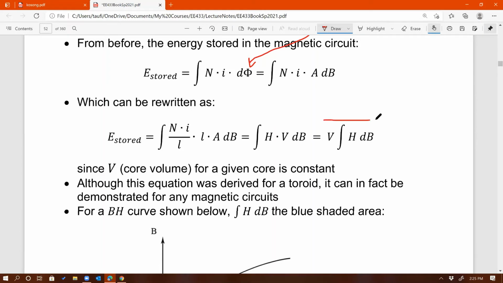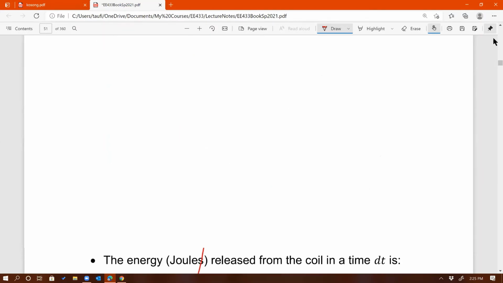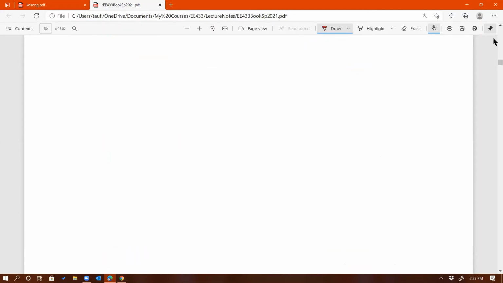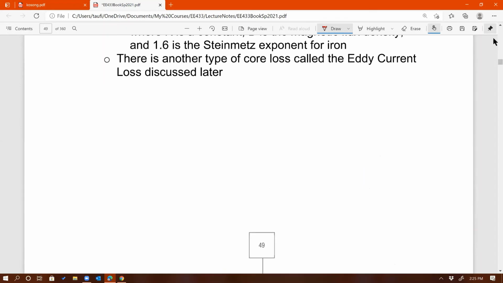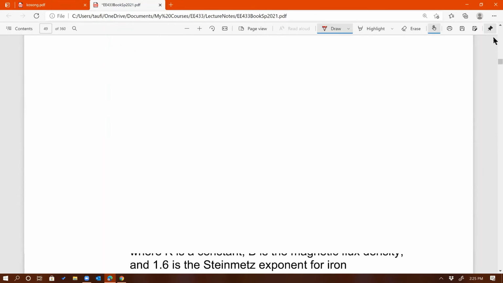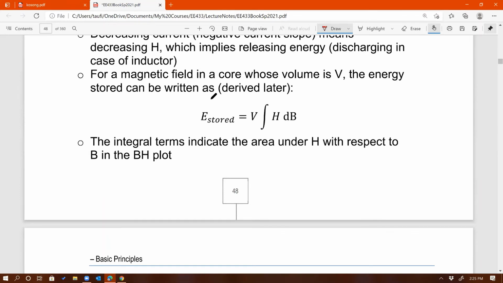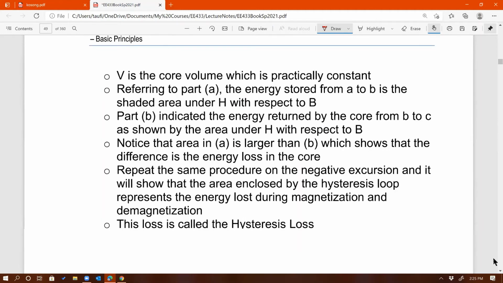And guess what? That's the equation that I showed you earlier, isn't it? That energy stored is equal to volume times the integral of H times dB. Is that right? If I'm not mistaken. Back in one of the previous pages. It was page 48. Yeah, right there. So that's the proof to you that energy stored in the core is equal to the volume of the core times the integral of H with respect to B. So I just proved that to you mathematically.